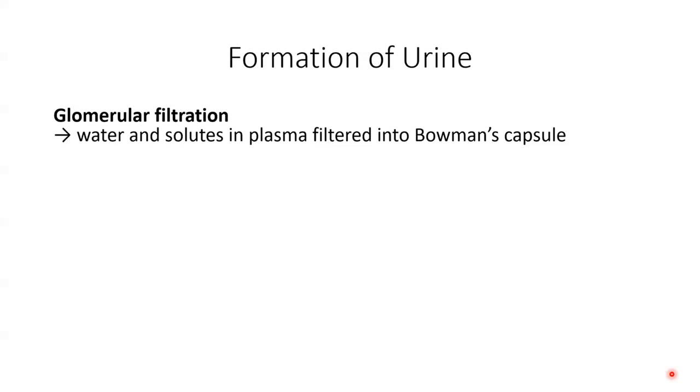Glomerular filtration is the first step. This is where water and most solutes in the blood plasma move across the wall of the glomerular capillaries, where they're filtered through the glomerular filtration membrane and move into the Bowman's capsule and then into the tubules.